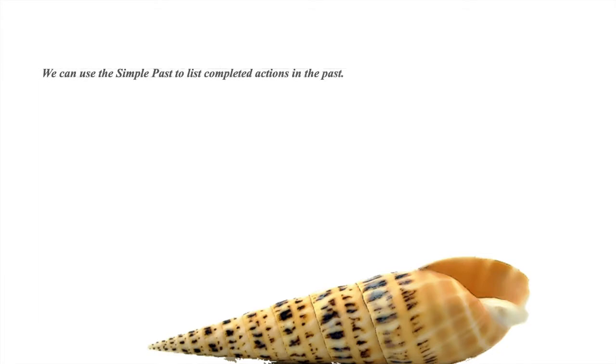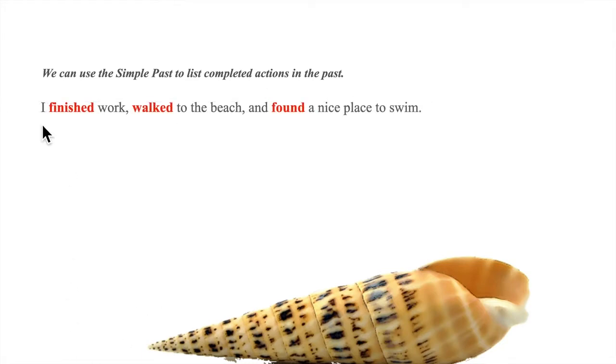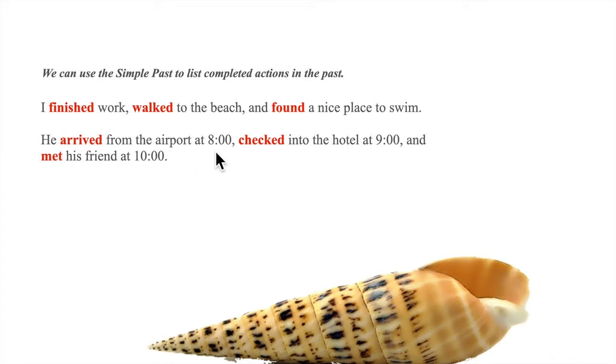We can use the simple past to list completed actions in the past. Instead of just saying one thing that we did, we can actually list them in our sentence. Here's an example. I finished work, walked to the beach, and found a nice place to swim. We did three things. These are all past tense verbs. Let's see another one. He arrived from the airport at 8, checked into the hotel at 9, and met his friend at 10.